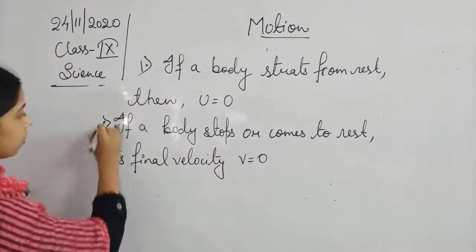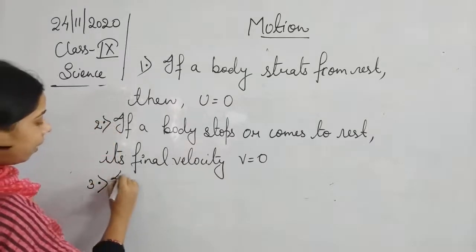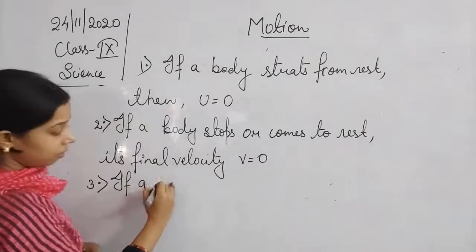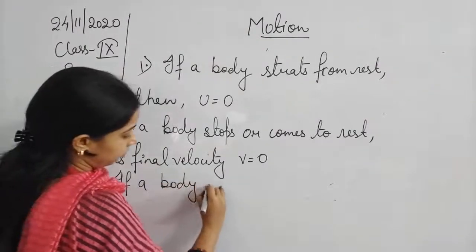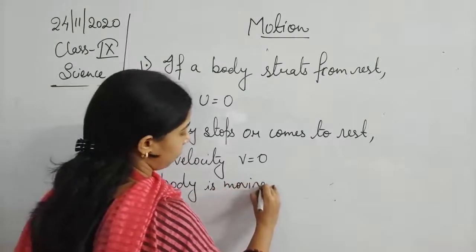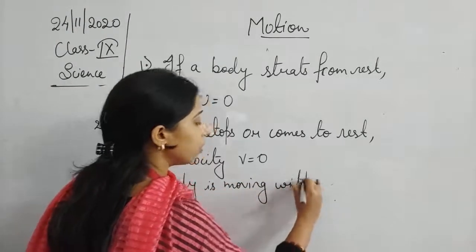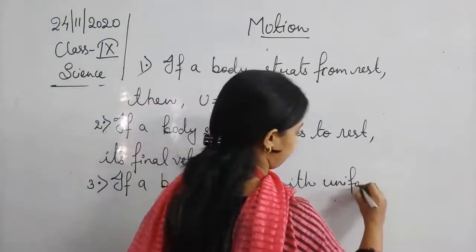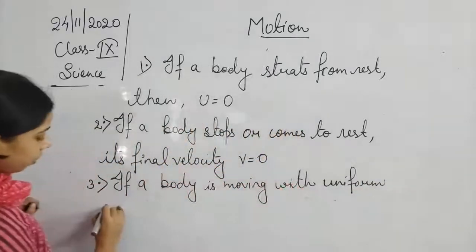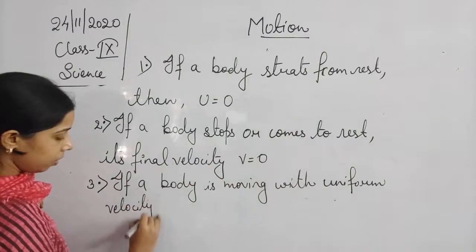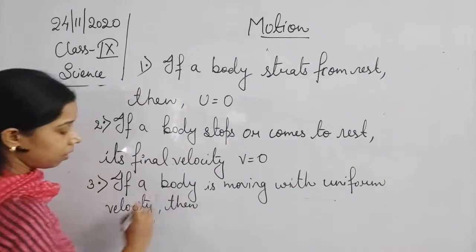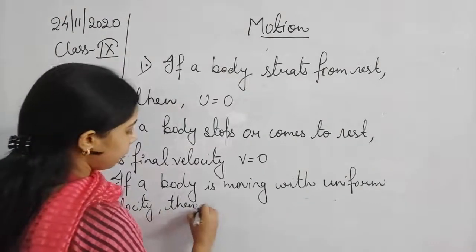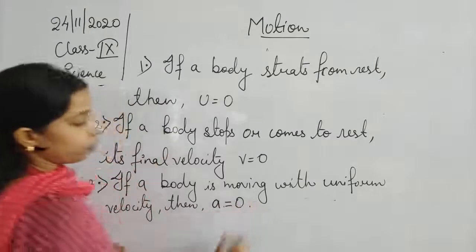Third one: if a body is moving with uniform velocity, then acceleration will be equal to 0.